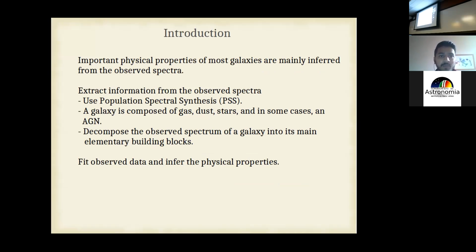When we observe the spectrum of a galaxy, we can extract information from that. One of the ways to do that is by using population spectral synthesis. Galaxies are composed of gas, dust, stars, and in some cases also AGN. So what PSS does is that it decomposes the observed spectrum of a galaxy into its main elementary building blocks. Then we fit the observed data and infer the physical properties.